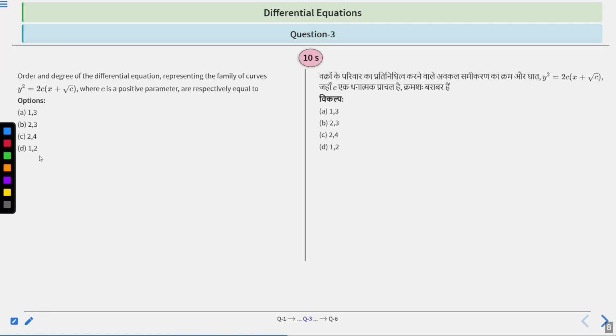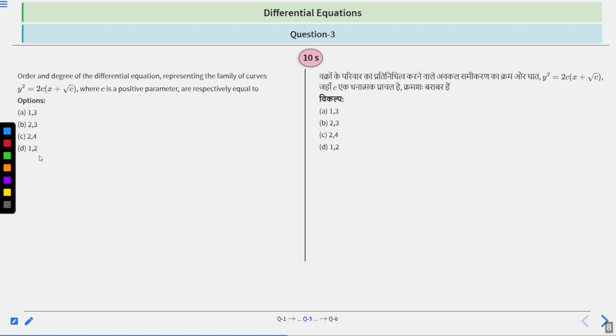Question number 3, which says the order and degree of the differential equation representing the family of curves y² = 2c(x + √c), where c is a positive parameter, are respectively equal to. That is, we have to find the order and degree of the differential equation formed from the family of curves given by this equation, right?